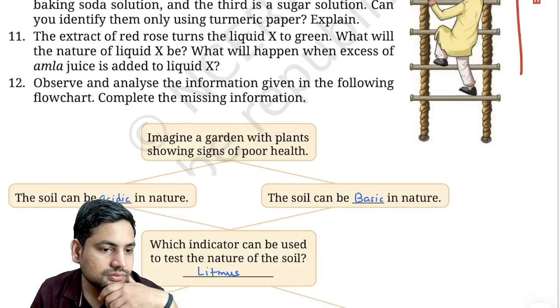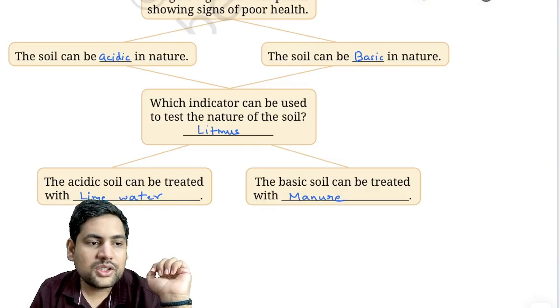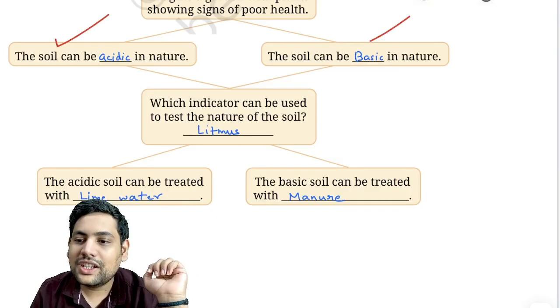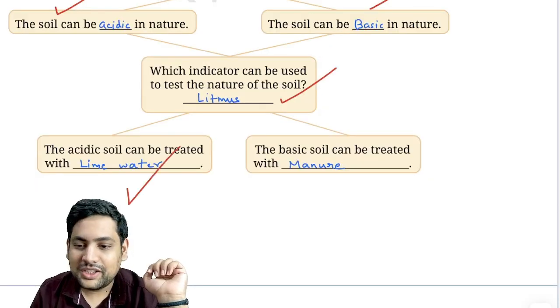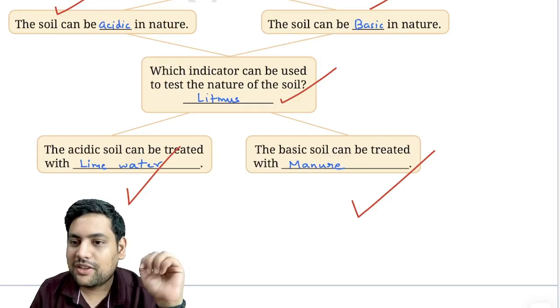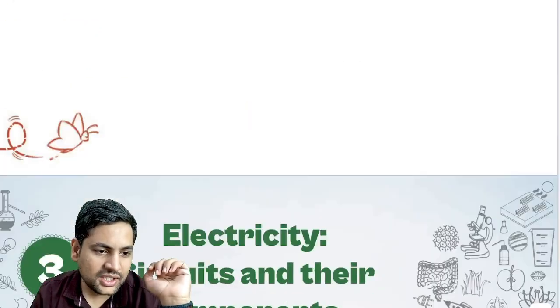Imagine there is a garden. Now the soil can be acidic in nature, it can be basic in nature. Now how can you test them? Using litmus. If it is acidic, you treat it with lime water. If it is basic, you treat it with mineral. Simple. And some more activities are given like this.